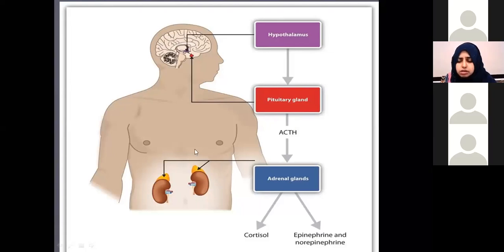So this is a diagram you must have seen everywhere in physiology, in biochemistry, and others. So basically, the normal endogenous corticosteroid is released under the influence of CRF, which is secreted by the hypothalamus. As a consequence, ACTH is released, and as a result, corticosteroid and other hormones are released.